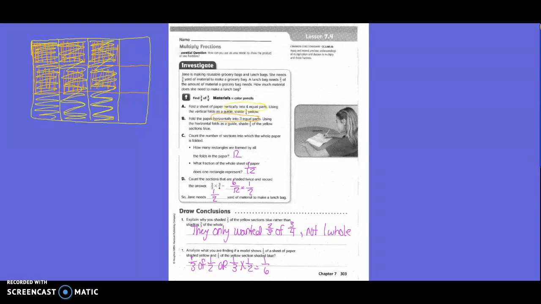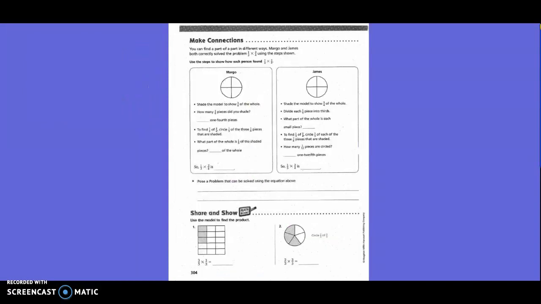Draw conclusions. Number 1. Explain why you shaded 2/3 of the yellow sections blue rather than shading 2/3 of the whole. And we did the orange instead of blue, but we said they only wanted 2/3 of 3/4, not the one whole, right? Then number 2, analyze what you're finding. If a model shows 1/2 of a sheet of paper shaded yellow and 1/3 of a yellow section shaded blue, you're technically finding 1/3 of the half, which is 1/3 times 1/2, which is equivalent to 1/6.